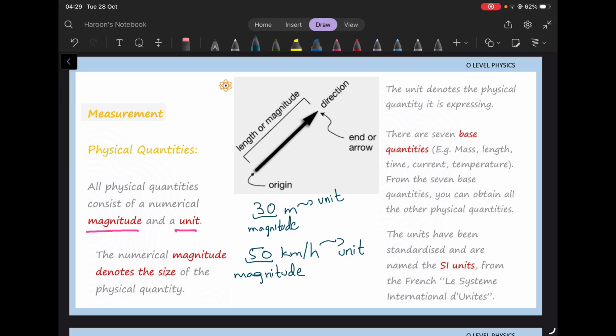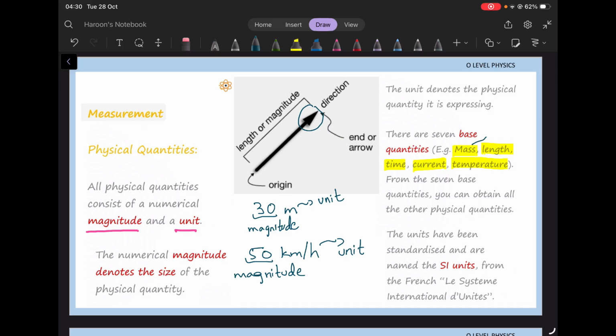Some physical quantities also have direction. We refer to them as vector quantities. Not all of them have direction, but some can, and we can denote it by arrowheads like this. Now, in physics, we basically have 7 base quantities, but in our syllabus, we have 5 base quantities: mass, length, time, current, and temperature. These are the 5 physical quantities that we have in our syllabus.